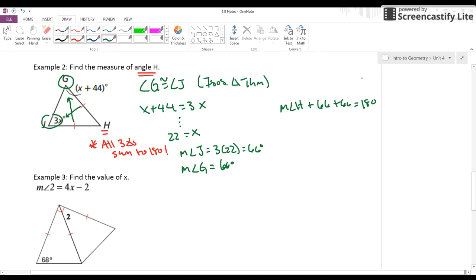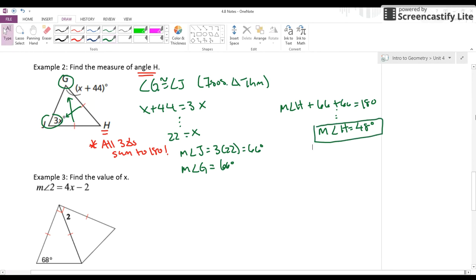So you want to make sure you can apply the different theorems we learned. It doesn't have to be just one theorem at a time. We can do a few at a time here. So here we're using the isosceles triangle theorem plus the triangle sum theorem. And we are going to get 48. So again, add your 66 plus 66, take it away from 180 to get the measure of angle H is equal to 48 degrees. But again, that was the triangle sum theorem plus the isosceles triangle theorem.